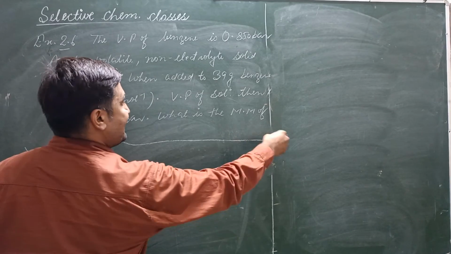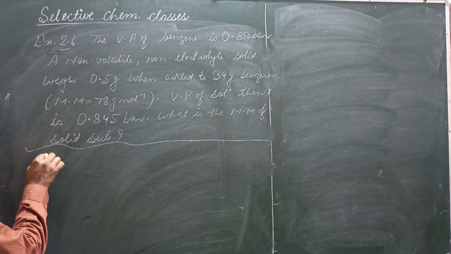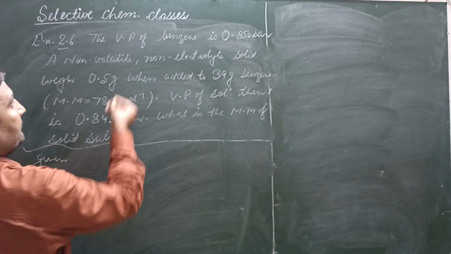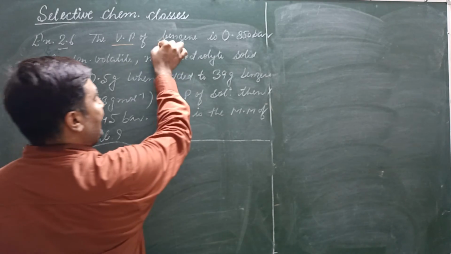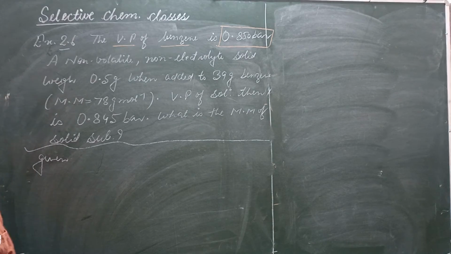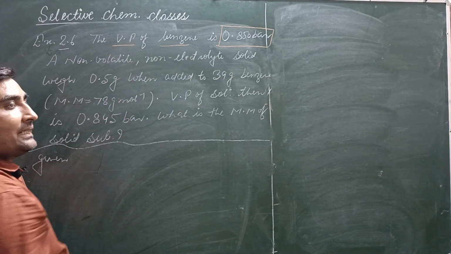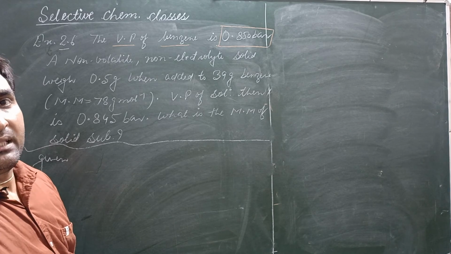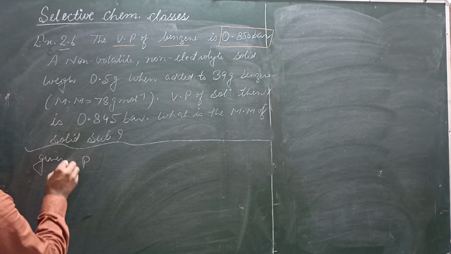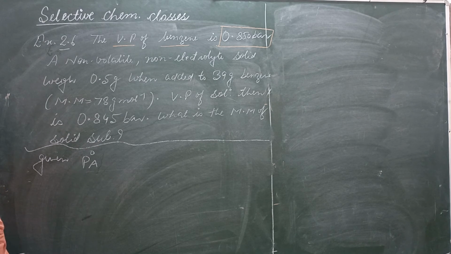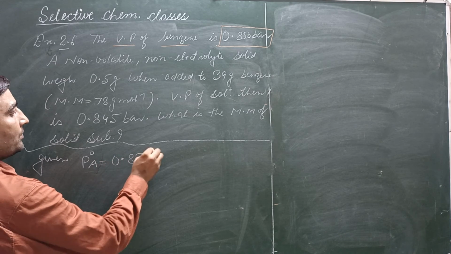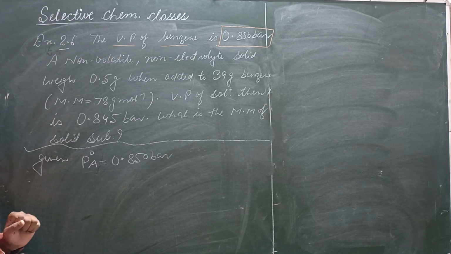So let's check the question again to write down the given parts. What are the given conditions? First, the vapor pressure of benzene only is this much. It means we have the vapor pressure of benzene when nothing is added. It is the solvent. So the vapor pressure of the pure solvent, P naught A, is equal to 0.850 bar. This is a given term.